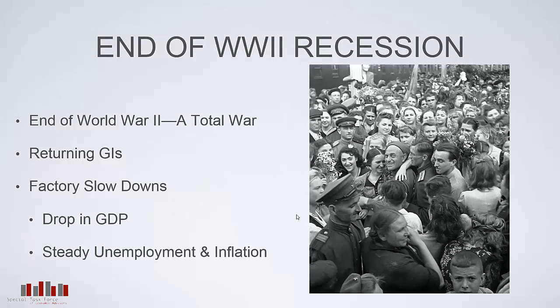With the returning GIs, these people are coming back and they may not have jobs right away. We also see factory slowdowns. The people of the United States had been used to, for the last 3 years at this point, not purchasing new goods and making do with what they had, and that continued after the war. So we see a drop in GDP because we're no longer producing for the war. And we see steady unemployment and inflation numbers, which tells us that it wasn't that big of a recession.